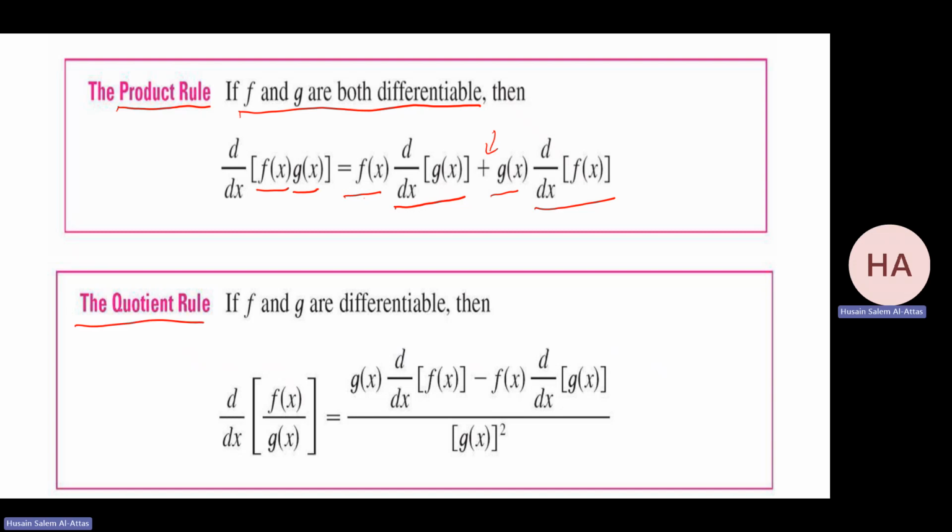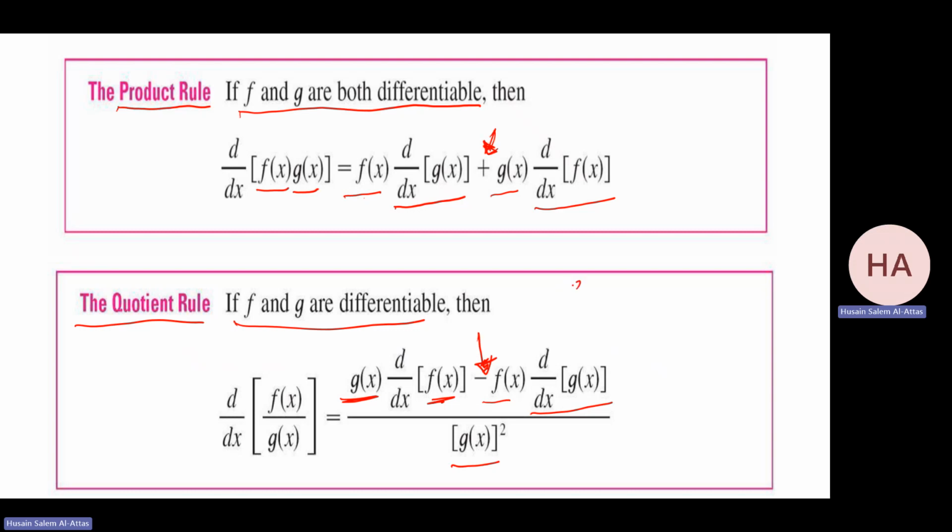The quotient rule: if f and g are differentiable, then what will happen? F over g will be the denominator times the derivative of the numerator minus... Look, notice here I have a minus sign. Here I have a plus sign. There's a difference. The numerator times the derivative of the denominator, over the denominator squared.